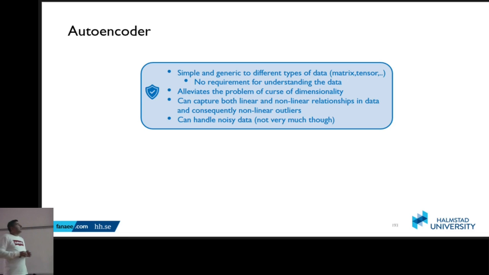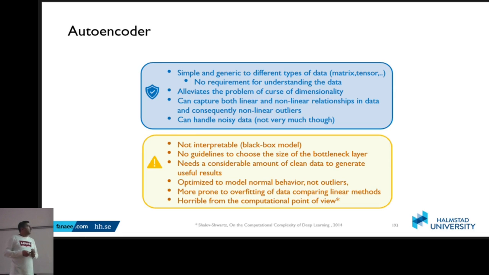It can also accept tensors, higher order tensors. You don't need to understand your data to use an autoencoder. It alleviates the problem of the curse of dimensionality. It captures both linear and nonlinear relationships in data. And it can handle noisy data, not very much, although, because if you have very noisy data, then you have lots of problems.